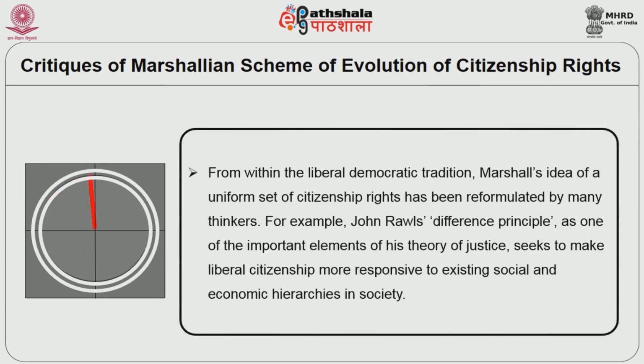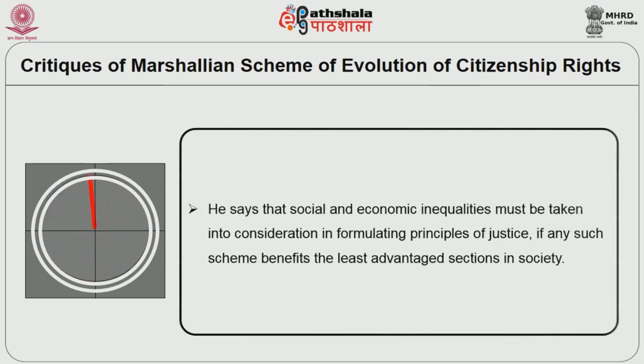From within the liberal democratic tradition, Marshall's idea of a uniform set of citizenship rights has been reformulated by many thinkers. For example, John Rawls' difference principle, one of the most important elements of his theory of justice, seeks to make liberal citizenship more responsive to existing social and economic hierarchies in society. He says that social and economic inequalities must be taken into consideration in formulating principles of justice, and any such scheme must benefit the least advanced sections in society.